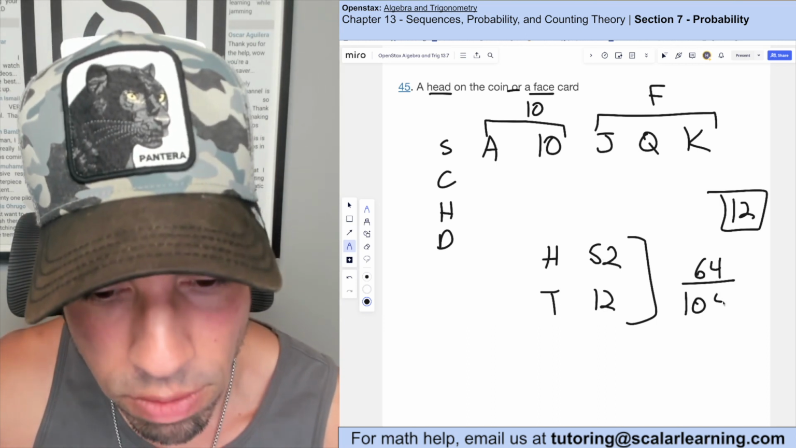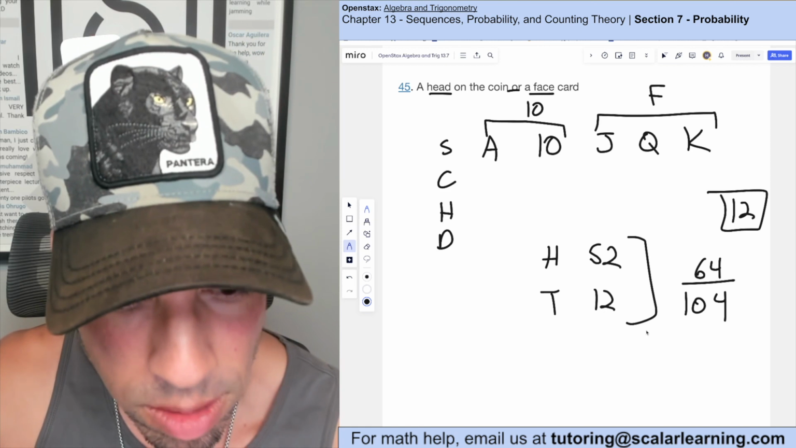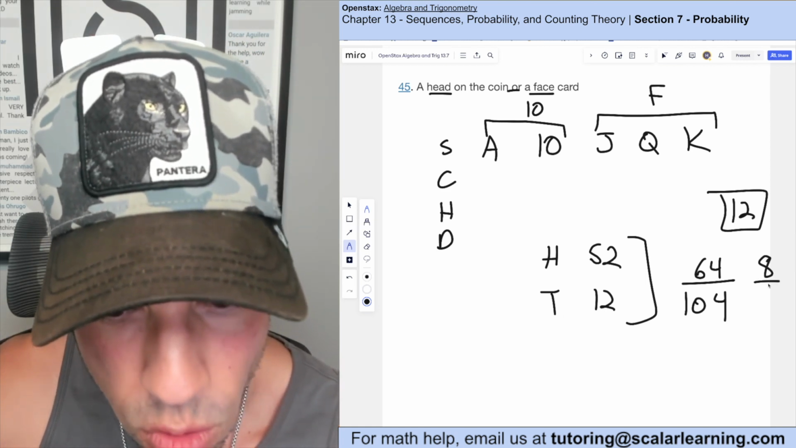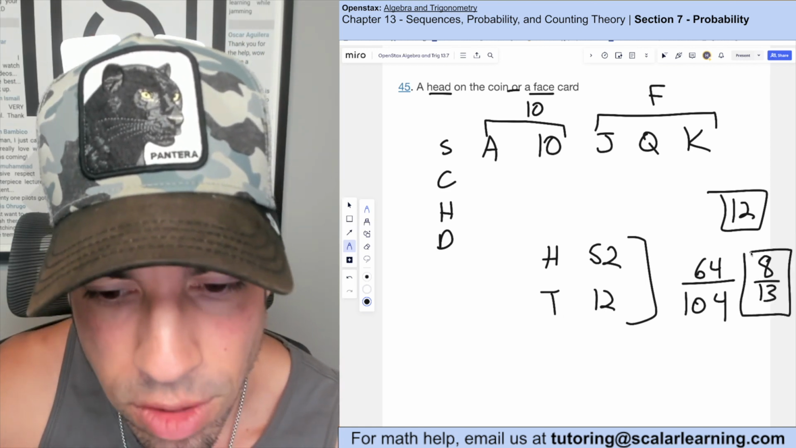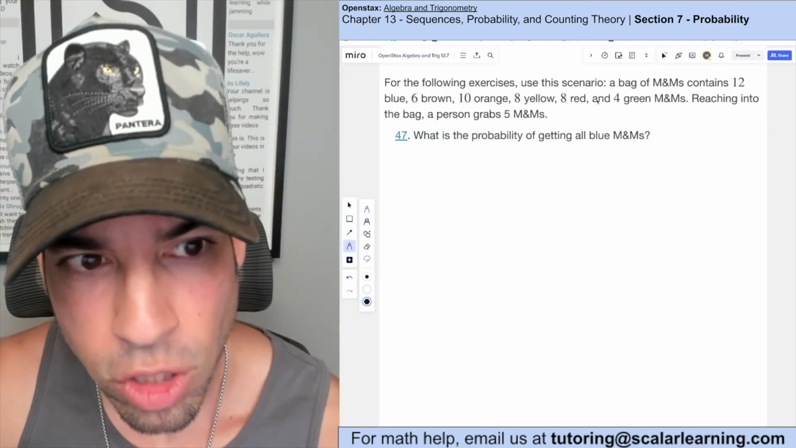so that's 104. So dividing the top and bottom by 8 to simplify this, we get 8 over 13. And that's how you do it. Done. For the following exercises, use this scenario.